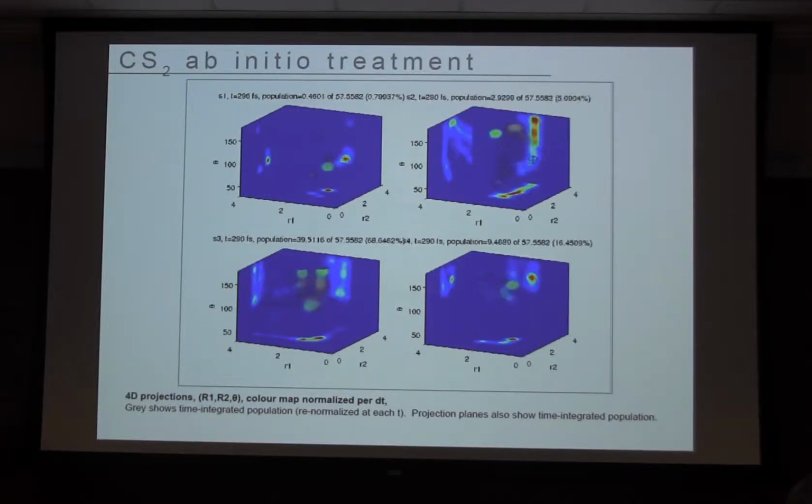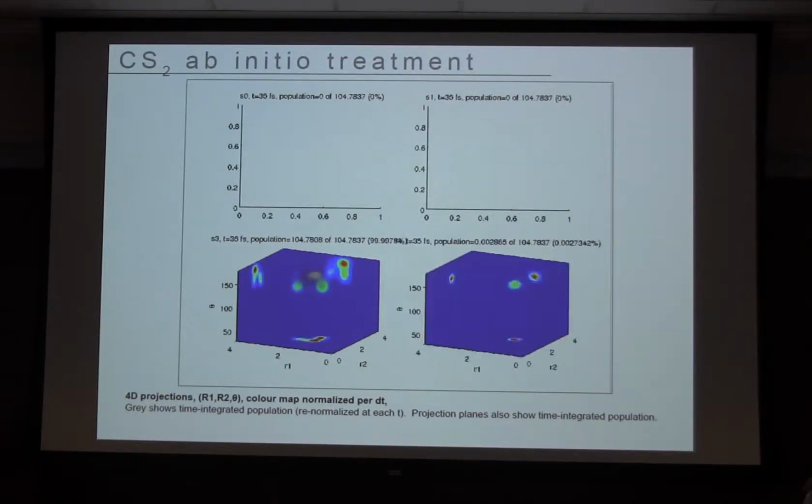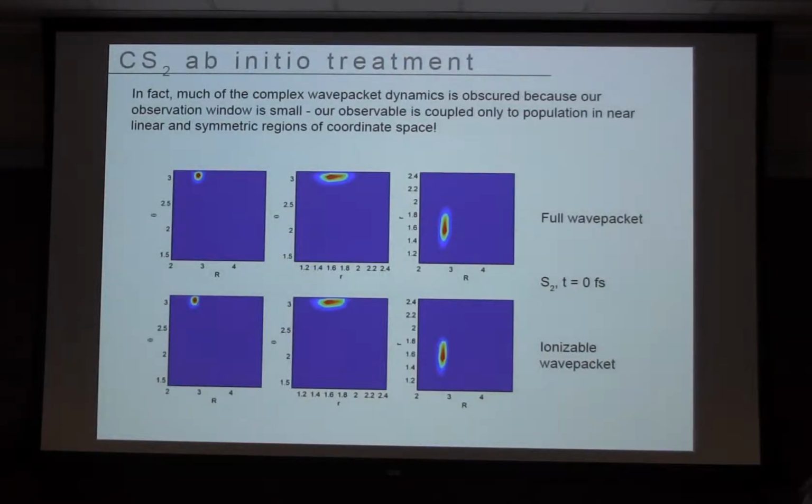Again, you can see it looks kind of complicated, and you can't really imagine how this is going to couple out to the observable that we actually look at. It also makes the point, again, that wave packet dynamics in multidimensional systems are inherently complicated and potentially inherently interesting, but we really need to get a handle on this to move forward. And so I pointed out that our observation window is small.